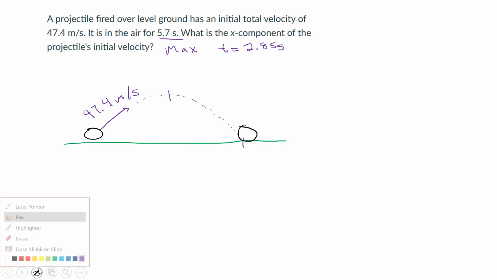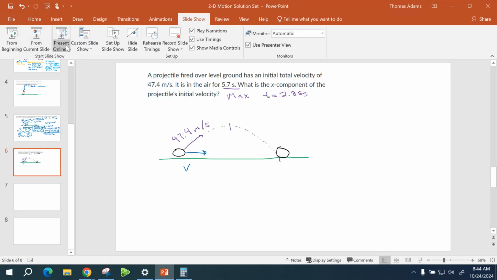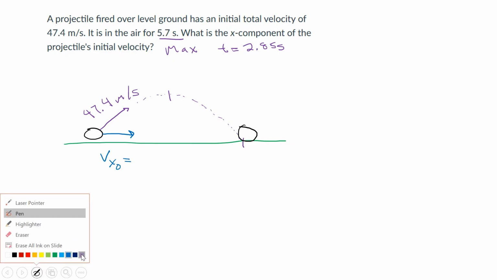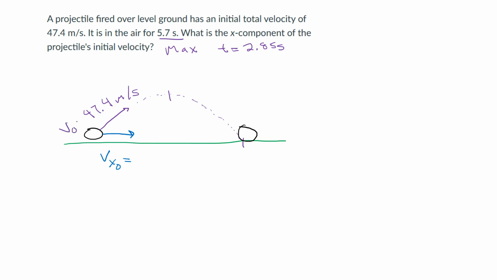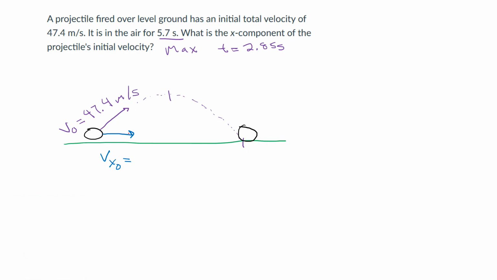Now the question is, they want us to figure out what's the velocity in the x direction. So this is v sub x, v sub x 0. That's what we need to find. They gave us v initial. And in order to find that, just like we did for problem number 13, we're probably going to need to know our v sub y. Well, v sub y is pretty easy to find.